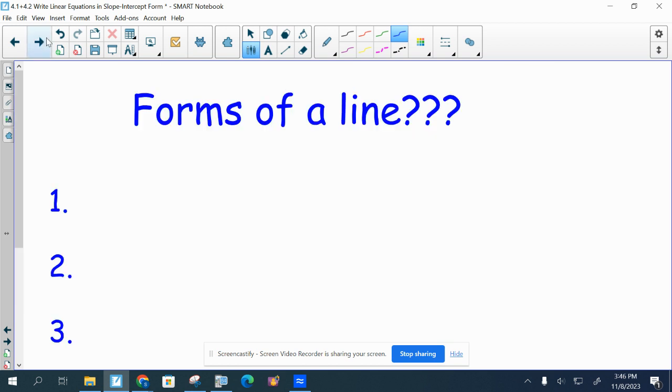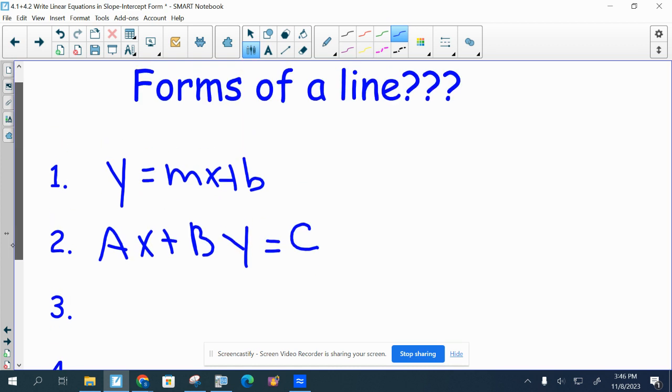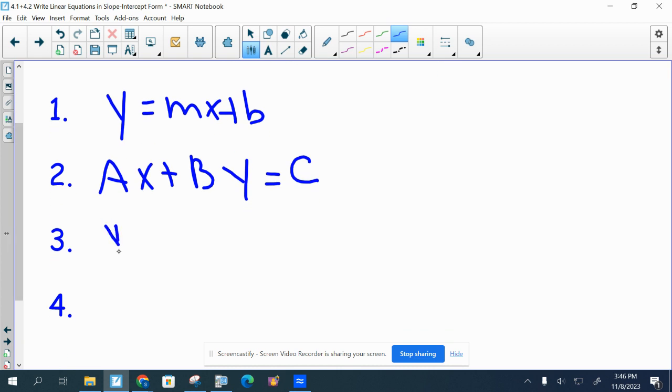All right. So there are 3 different forms of a line. The first one is slope-intercept form, y equals mx plus b. The second one is standard form, which is ax plus by equals c. And the third one is what we call point slope form, which is y minus y1 equals m times x minus x1. And this comes from the slope formula, because if you divide by x minus x1, you get the slope.